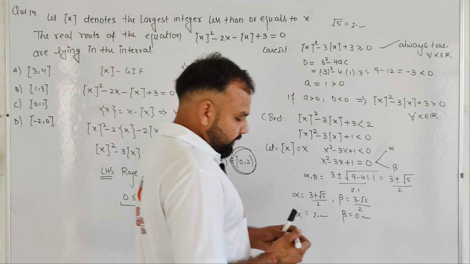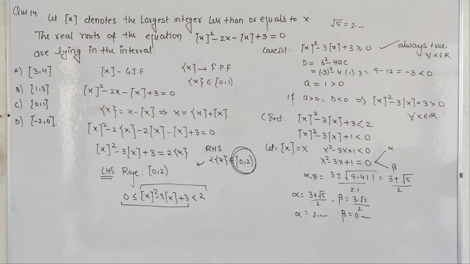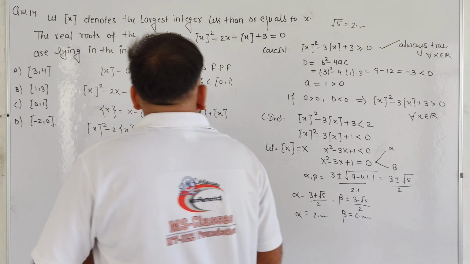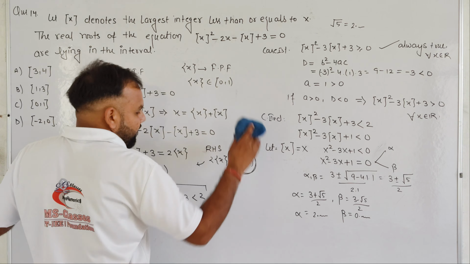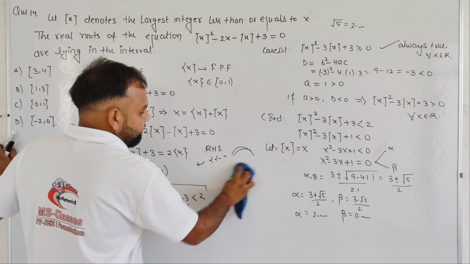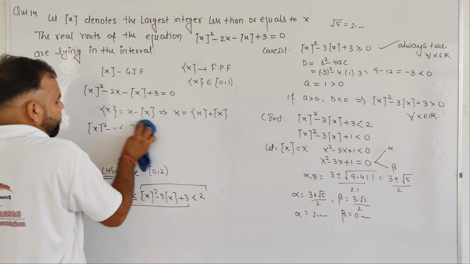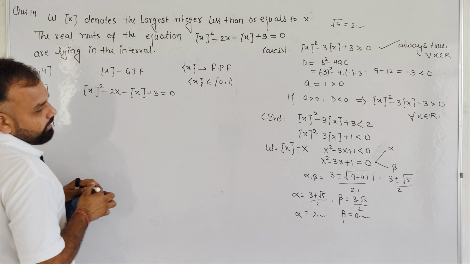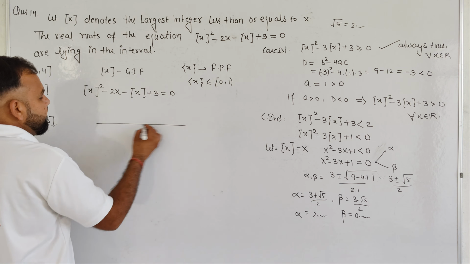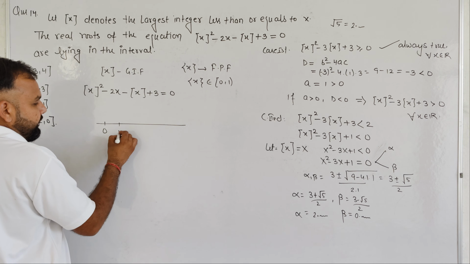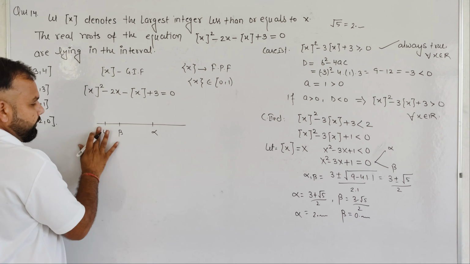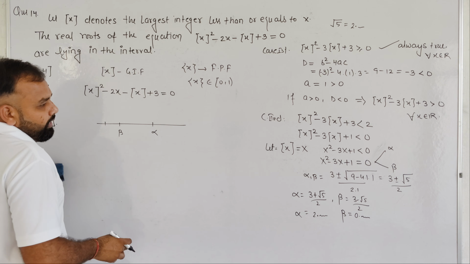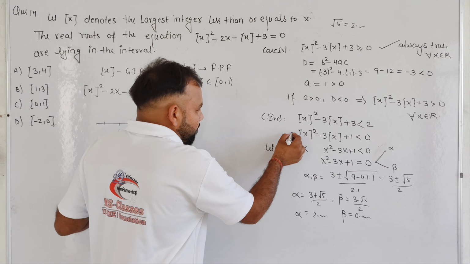And for using the wavy curve method, we want to draw a number line, and on that number line we put the values of alpha and beta. So basically we can say, student, that beta is this one, and alpha is this one.